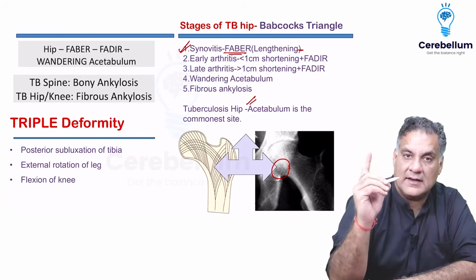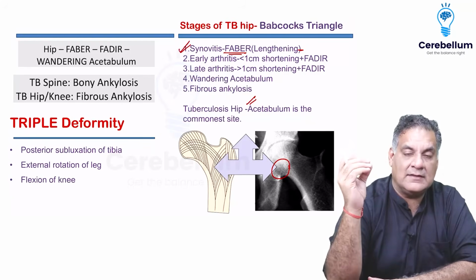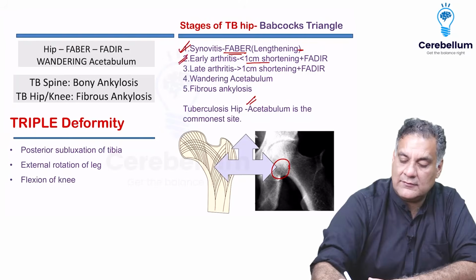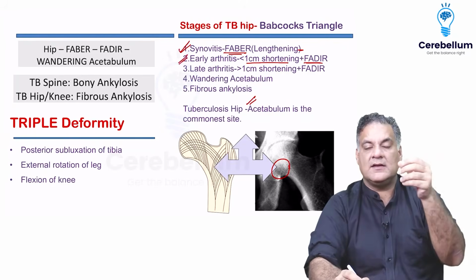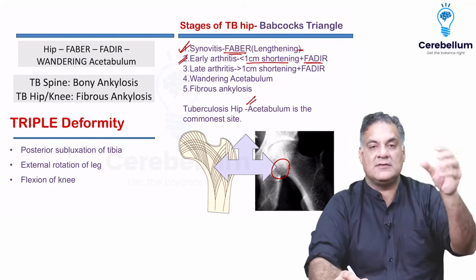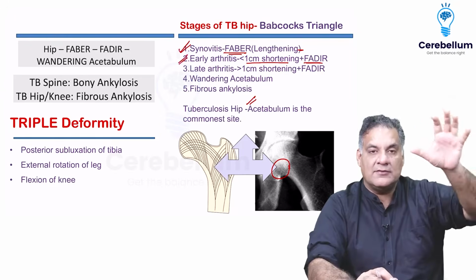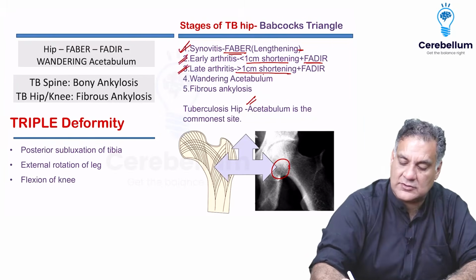This is the most commonly asked MCQ. As the disease progresses, the synovium and the organism will destroy the cartilage, called arthritis, converting it into early arthritis with FABER and less than 1 centimeter shortening. Less than 1 centimeter shortening is not easy to appreciate. So when they mention that the patient has FABER with shortening, you assume it to be stage 3, called late arthritis, because that's more than 1 centimeter shortening.